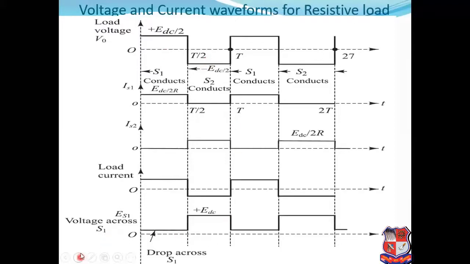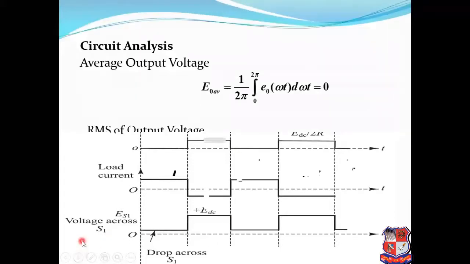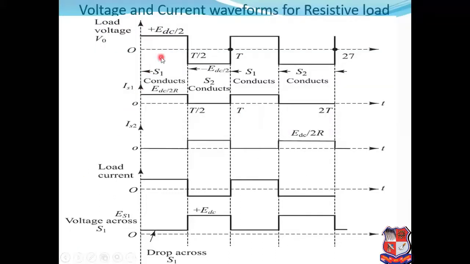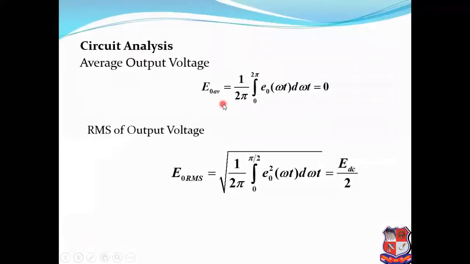So we will see the circuit analysis for this. First of all, what will be the average output voltage? The average output voltage of this waveform will be 0. Why? Because the time period for positive VDC by 2 and the time period for negative VDC by 2 are both the same. That's why the average output voltage will always be equal to 0. And the RMS output voltage will be VDC by 2.